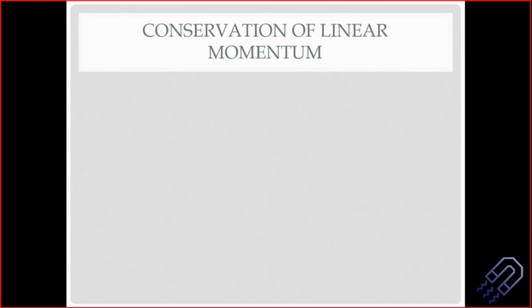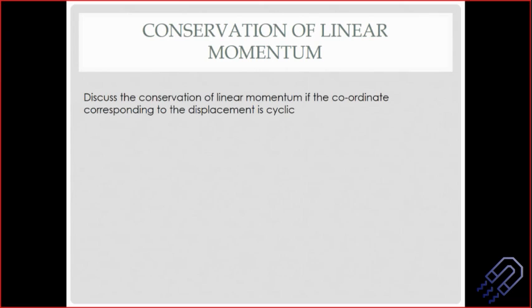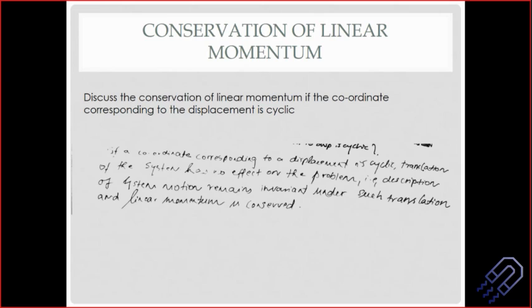In the last class, our aim was to discuss the conservation of linear momentum if the coordinate corresponding to the displacement is cyclic. So the coordinate doesn't appear in the Lagrangian, that displacement was important. Let's skip this slide because I've already discussed this yesterday. We said that the system will remain invariant under certain translation, under certain operations.